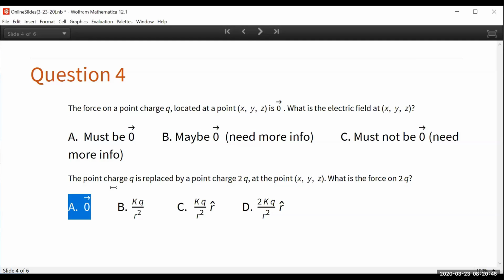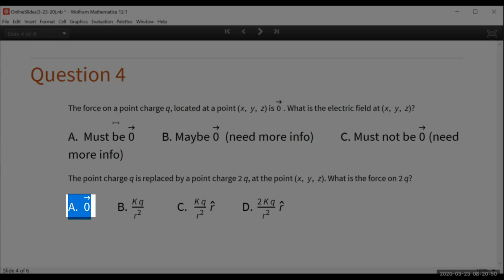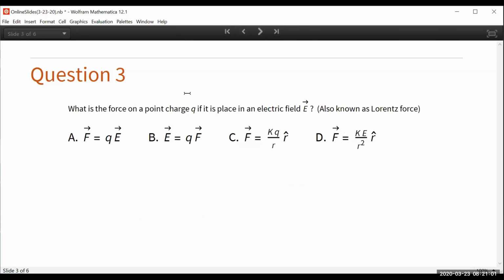It's A. Why? Because we have found out from the first question that the electric field is 0, no matter what charge I place at that point. The net force on that charge also has to be 0. And that's again going back to the previous answer: F equals Q times E. Remember this, F equals Q times E. If you're ever trying to find the force, it is the charge that is feeling that force multiplied by the electric field at the location of that force.